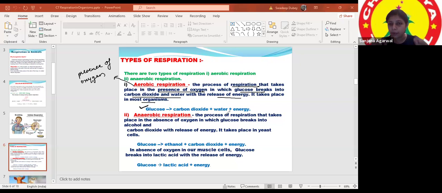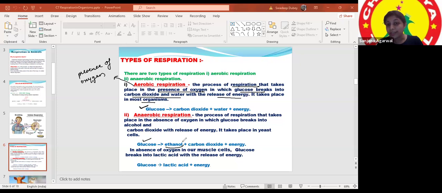In that case, our body also undergoes respiration without the presence of oxygen. And if that happens, then after a few hours or few days, we feel muscle cramps, right? So why is it so? Few days ago, when I was performing such a task, I was also breathing faster. That means the respiration at that particular instant was not aerobic, but took place in the absence of oxygen. Now what happens in the absence of oxygen?